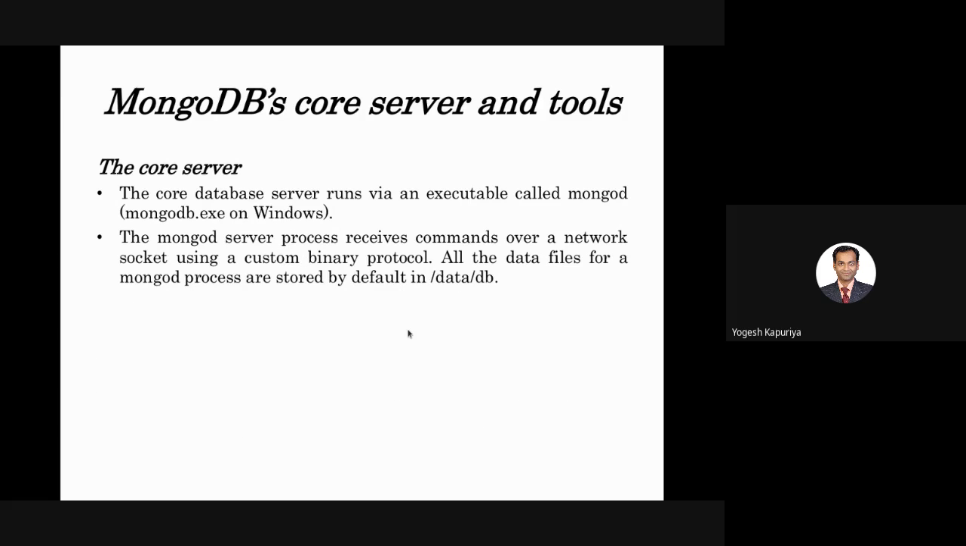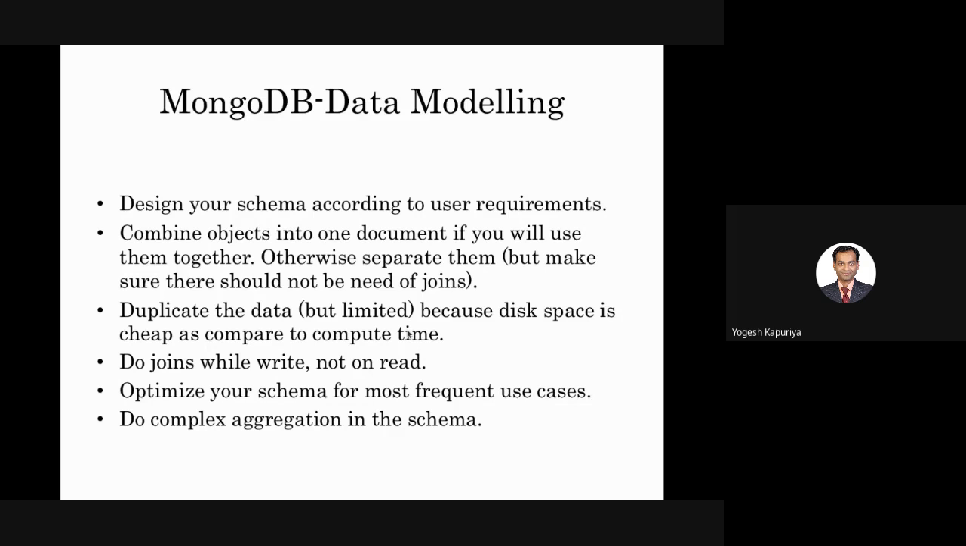I'm not saying rules, because basically it's a schema-less design, but that schema-less design also needs some principles. So what are those principles? Whenever you are dealing with a document-oriented database, you should combine the objects into one document if you are willing to use them together. So you should not always create joins when you are dealing with documents.